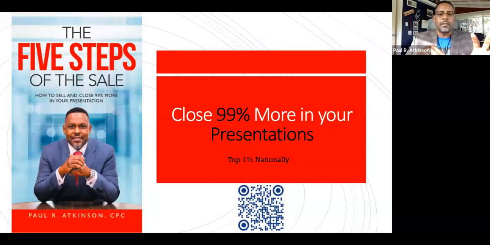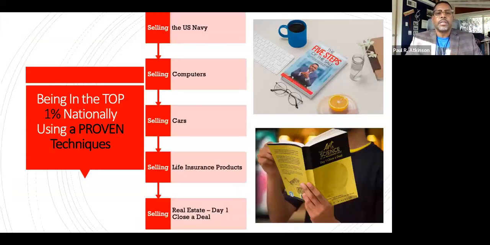This technique of handling objections has allowed me to close 99% in my presentations. My presentations to my buyers, to my sellers, to my landlords, to my tenants, to my investors, to selling cars, to selling life insurance, to selling eyeglasses, to selling computers. It doesn't matter. It's a systematic approach. And I released the book in April of 2022. Using the techniques, it has enabled me to sell the United States Navy very easily, computers very easily, cars very easily, life insurance products very easily, and real estate very easily.